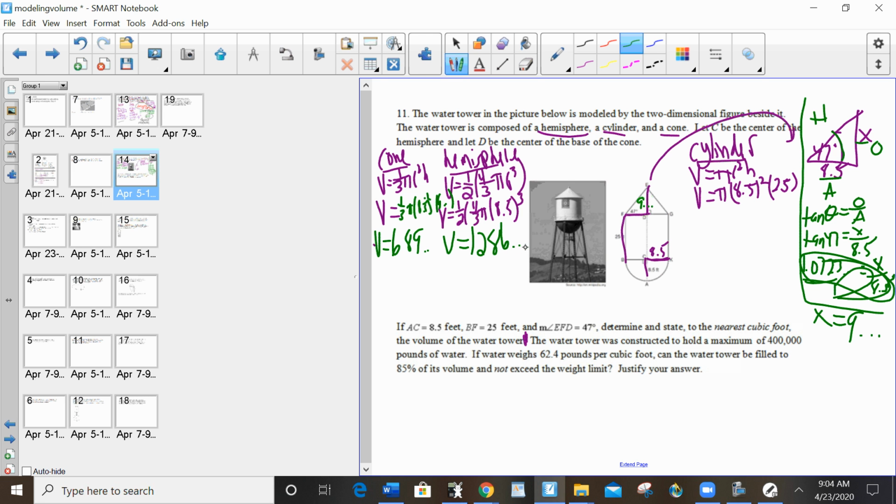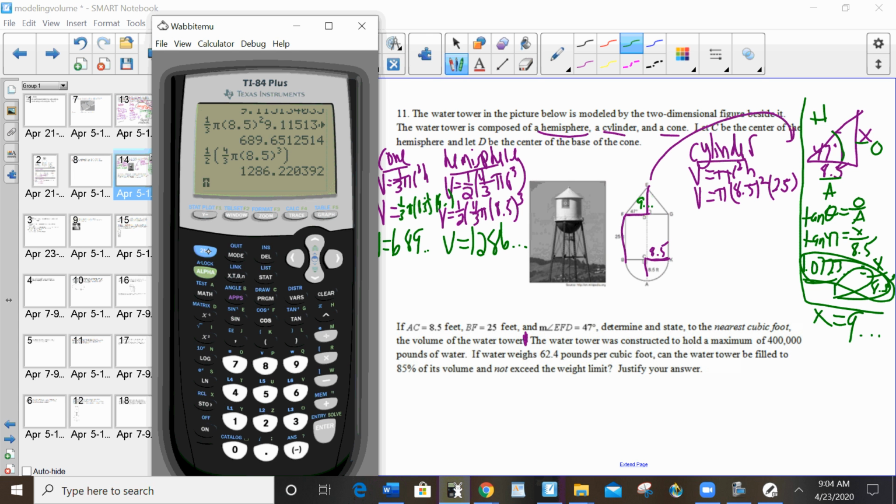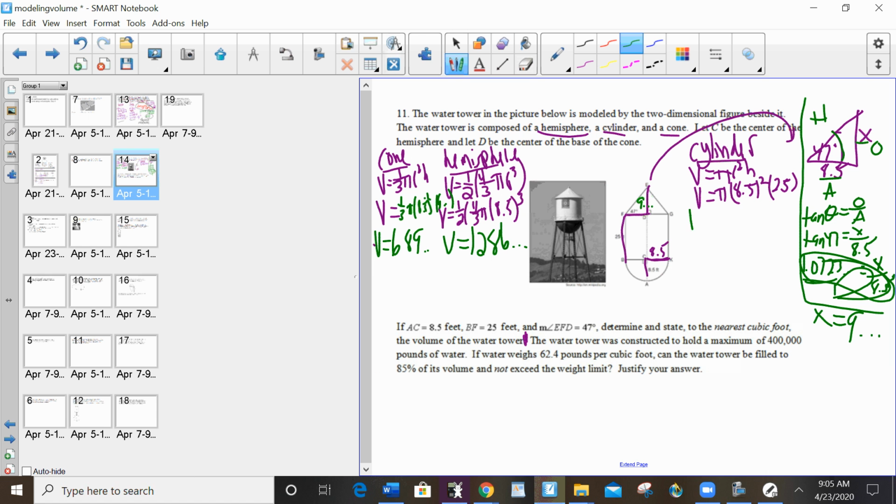And the cylinder, pi times 8.5 squared times the height, which is 25, and I get 5674 dot dot dot. So if I want the volume of the entire water tower, well, that water tower is made up of all those shapes on top of each other. So I'm going to add the three of them together.